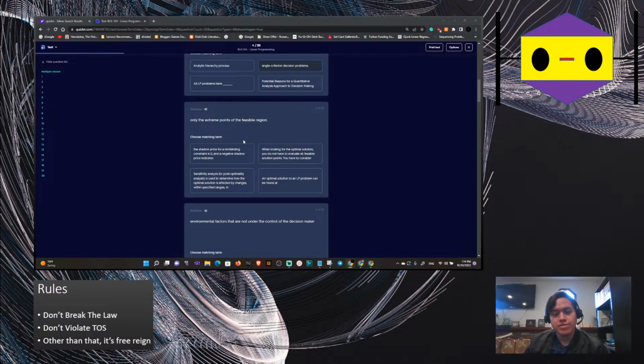A problem in which the objective is to find the best solution with respect to a single criterion is referred to as a single criterion problem. Good. When looking for the optimal solution, you do not have to evaluate all feasible solution points. You have to consider only the extreme points of the feasible region.